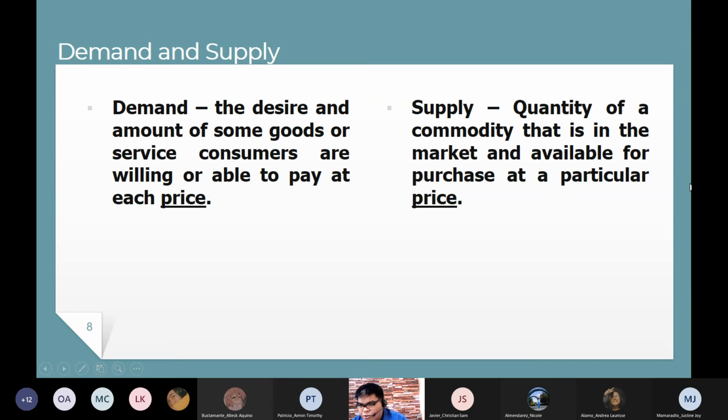Okay. So how about supply? It's a quantity of a commodity that is in the market.